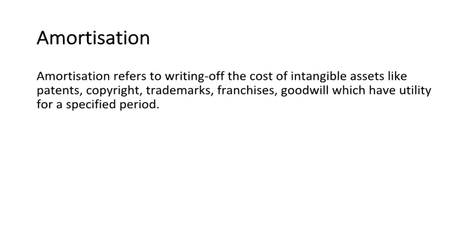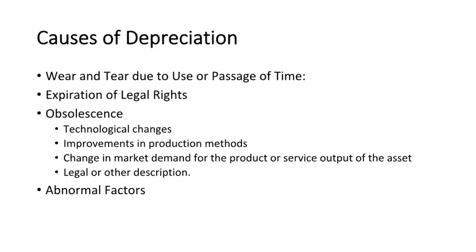Moving on to amortization. Amortization refers to writing off the cost of intangible assets. These can include assets like patents, copyrights, trademarks, franchises, and even goodwill, all of which have a utility for a specified period. What causes depreciation?